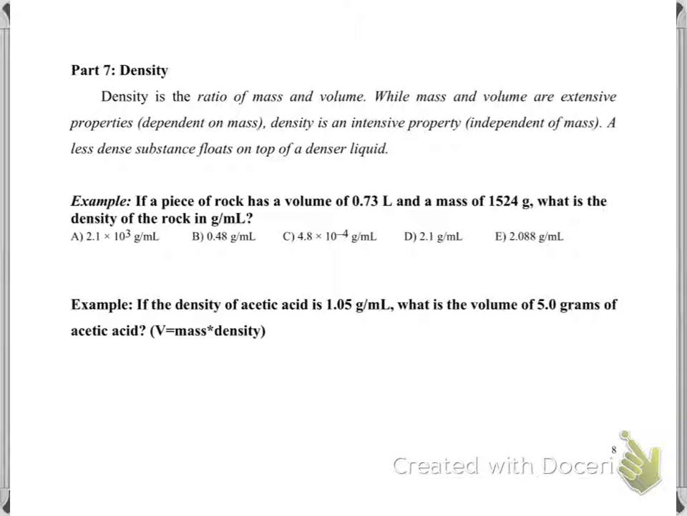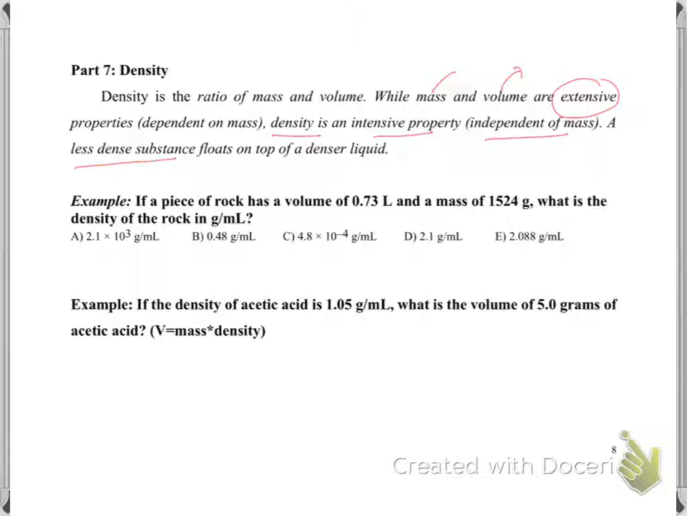Density, as we discussed in one of the examples, is the ratio of mass and volume. Mass and volume are extensive properties. Extensive properties means they depend on the mass. If you have more mass, it's going to be more volume. But density is an intensive property, independent of mass. So whether you take a small piece of copper metal or a big piece of copper metal, the density of copper will stay the same. A less dense substance floats on top of a denser liquid.